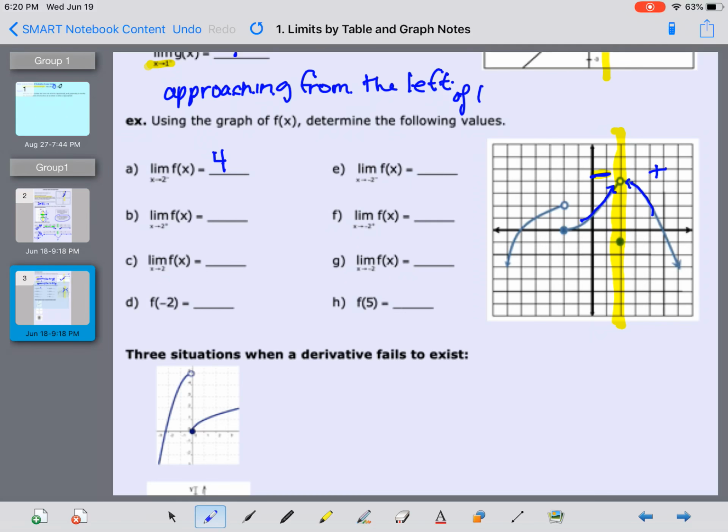I'm approaching that same value, which is 4. If our left and our right are equal, that automatically means when we approach 2 from both sides, it's also equal to 4. Remember, this is about what our function is approaching, not what our function is. And at 2, that point right there is an open point, so that point does not really exist. In fact, the function exists down here at that solid point.